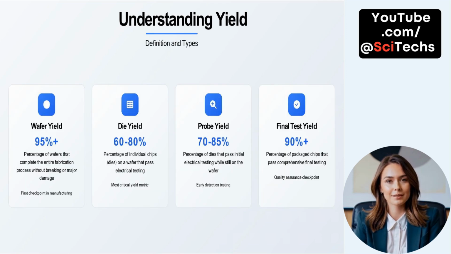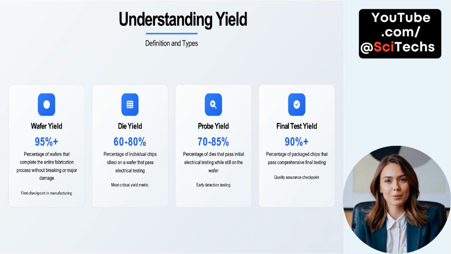Understanding yield: definition and types. Yield in semiconductor manufacturing can be broken down into 4 key types, each representing a different stage in the production process. First, we have wafer yield, which typically exceeds 95%. This measures the percentage of wafers that complete fabrication without breaking or suffering major damage. It acts as the first checkpoint for process stability.